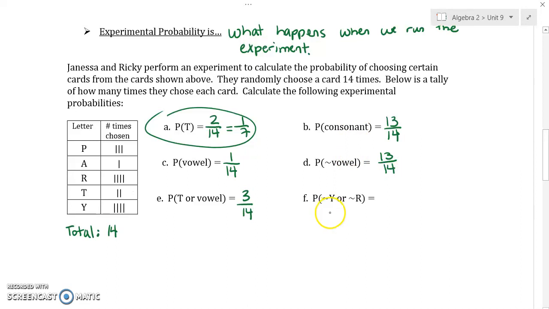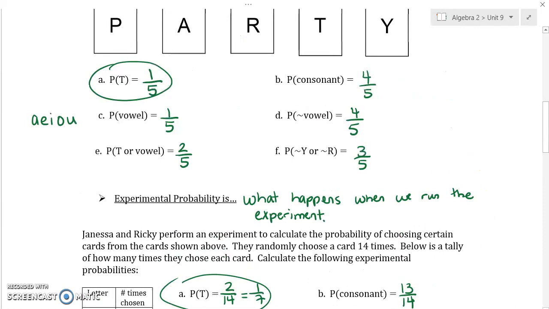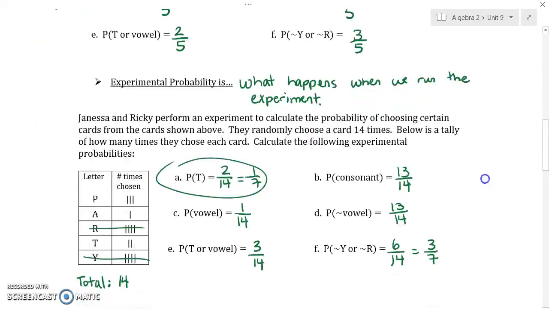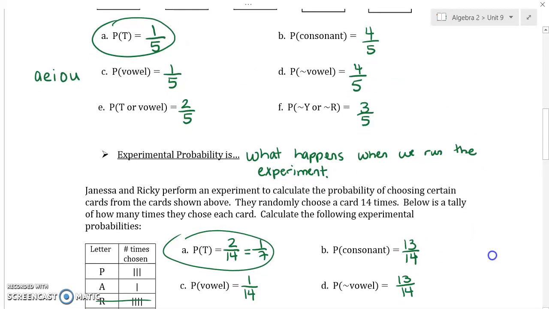And what's the probability that I won't get a Y or I won't get an R? So I have to count the other ones. 1, 2, 3, 4, 5, 6. So that's 6 out of 14, which reduces to 3 out of 7. Okay, so if you compare what happened in the experiment to what we thought it should happen, you'll notice that none of them are equal in value. Okay, they could have been, but they're not.